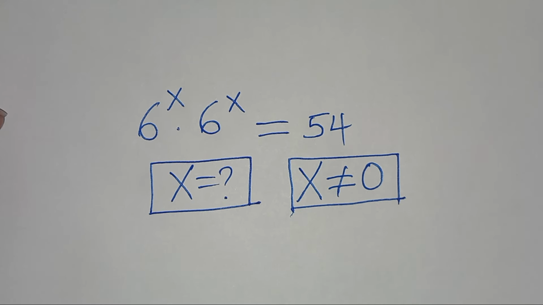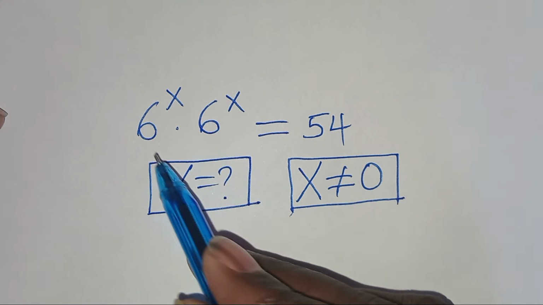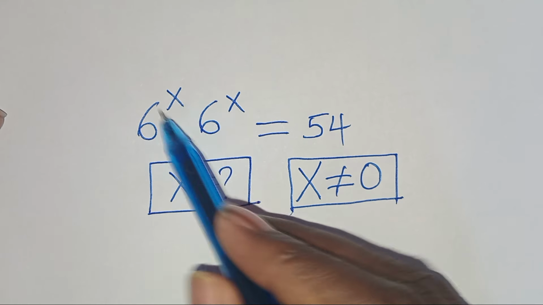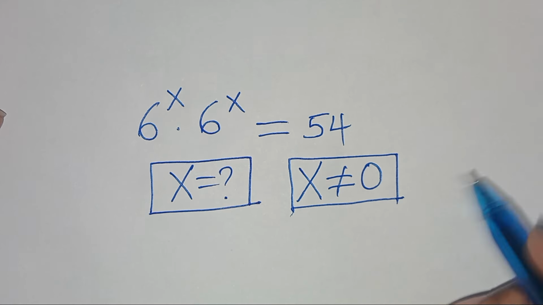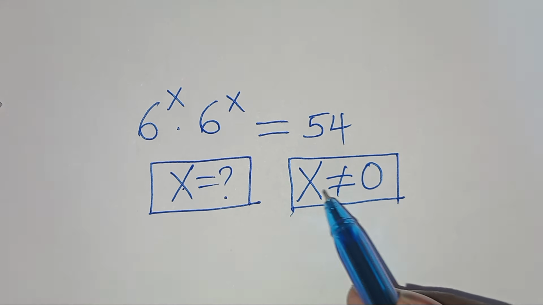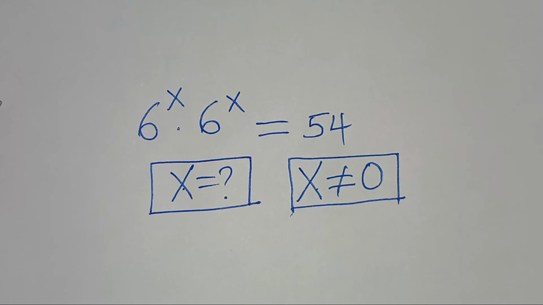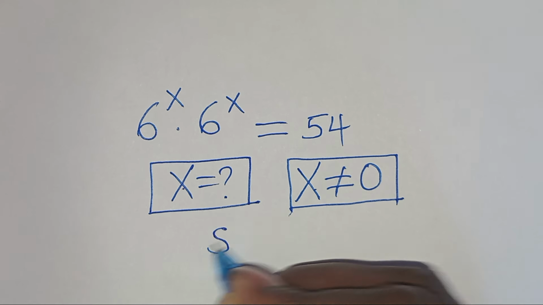Hello everyone, you're welcome to solve this nice exponential equation, which is 6 to the power of x multiplied by 6 to the power of x. This is equal to 54. So what is the value of x given that x is not equal to 0? So let's present the solution from here.